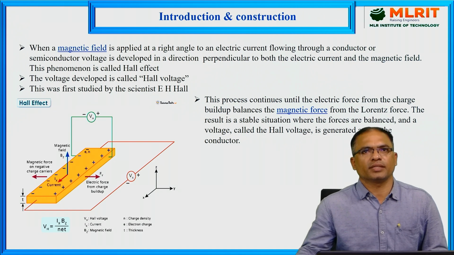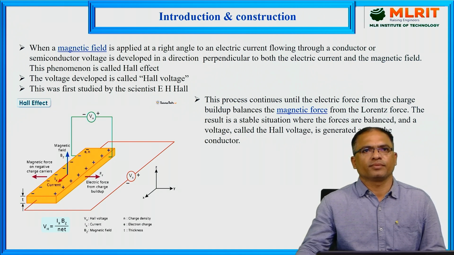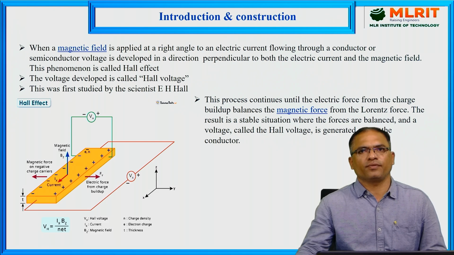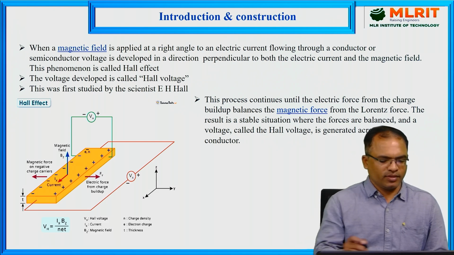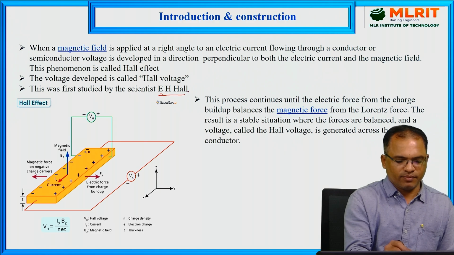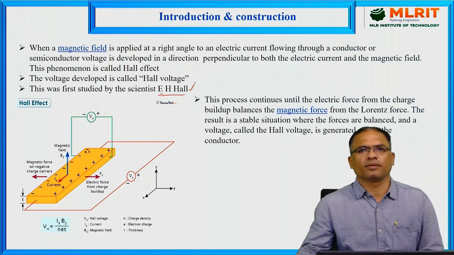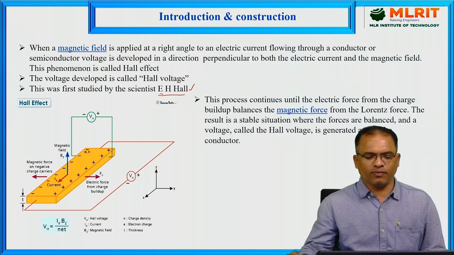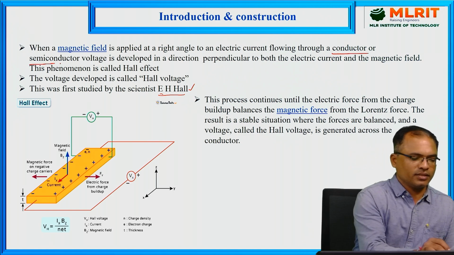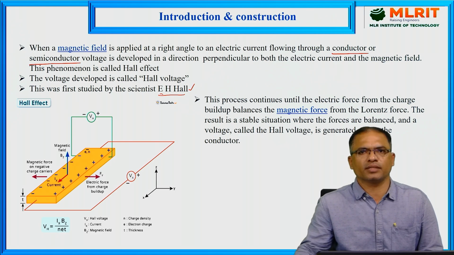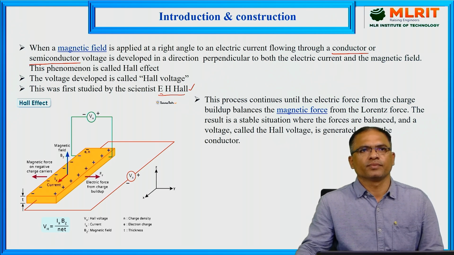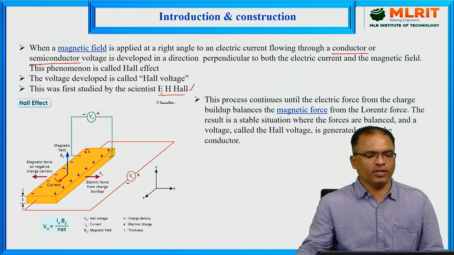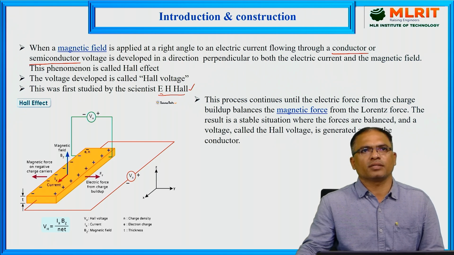So coming to the introduction and construction, first of all we should know what the Hall effect is. The name is derived from the scientist E.H. Hall, who studied this phenomenon for the first time, and hence after his name it is called the Hall effect. This is applicable both for conductors as well as semiconductors. We know in the case of conductors, charge carriers are only free electrons, whereas in the case of semiconductors, charge carriers are both electrons and holes. So this phenomenon is applicable for both conductors as well as semiconductors.